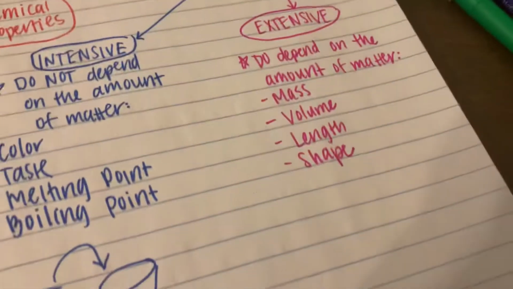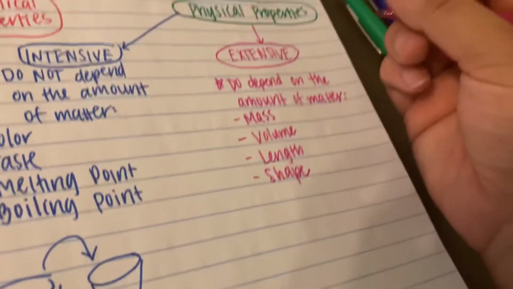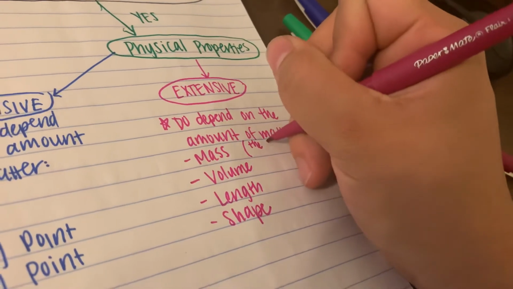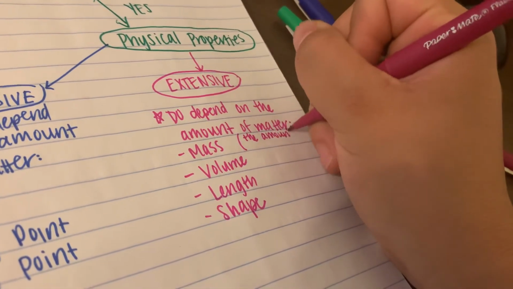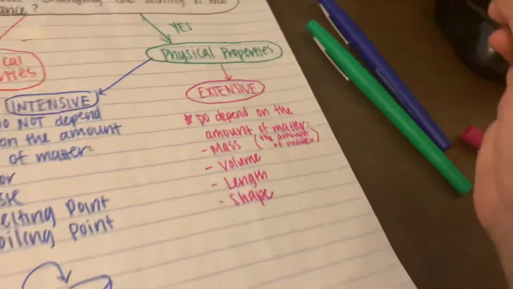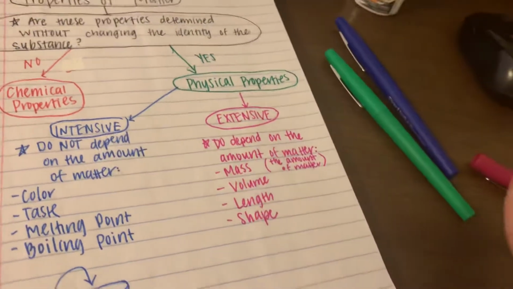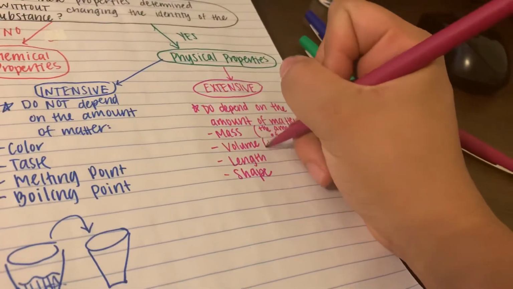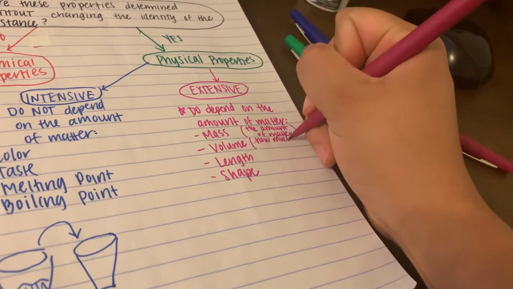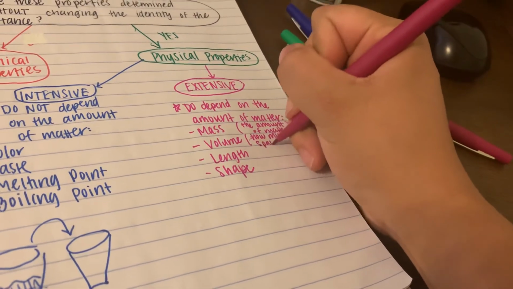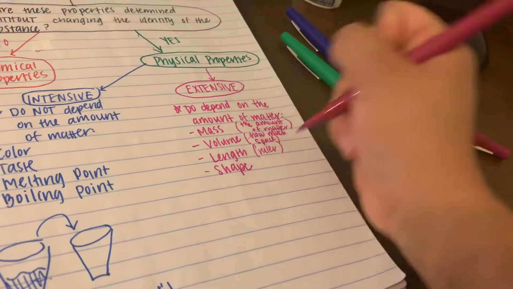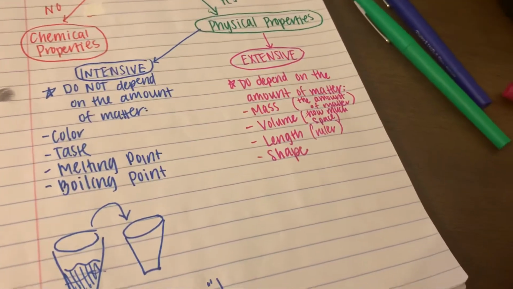Okay, so mass, let's look at the technical definitions of each of these. Mass is the amount of matter present, meaning the amount of stuff is what I like to call it. And then we have how much space gets taken is volume. Length, obviously, we think of like a ruler or a meter stick. And then shape is straightforward.